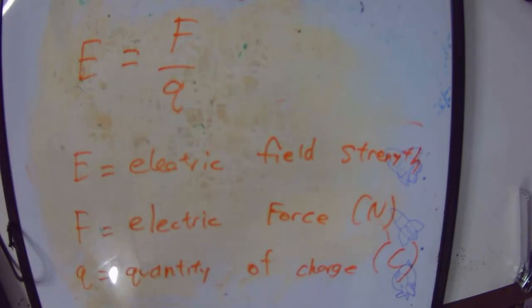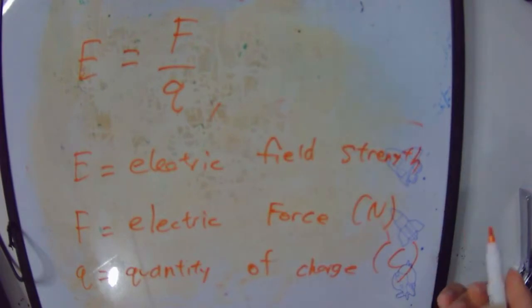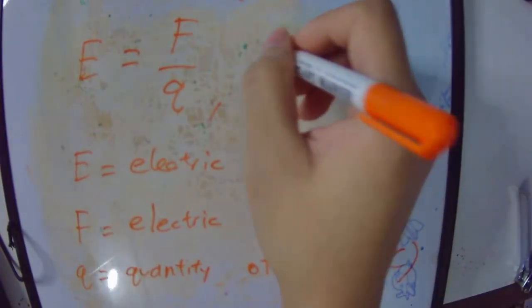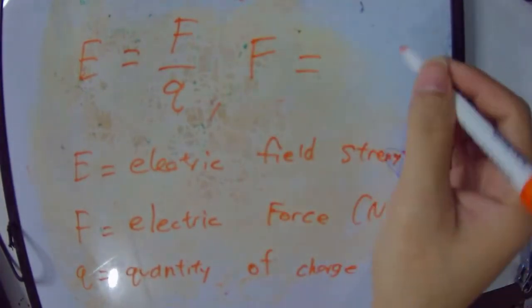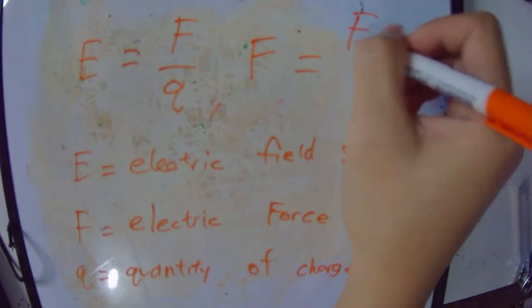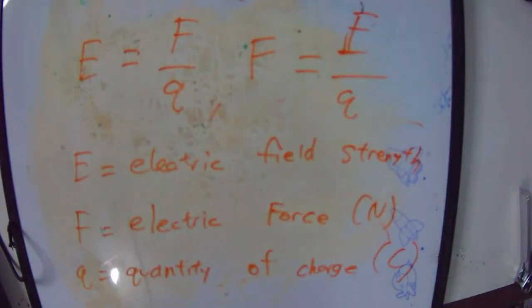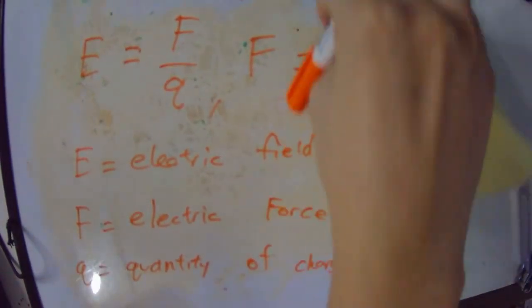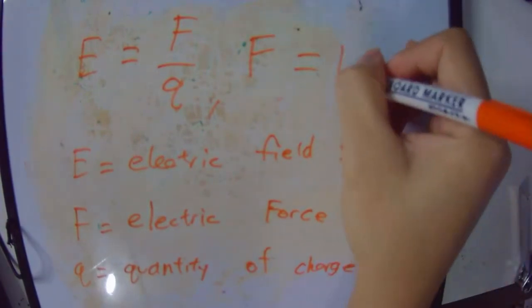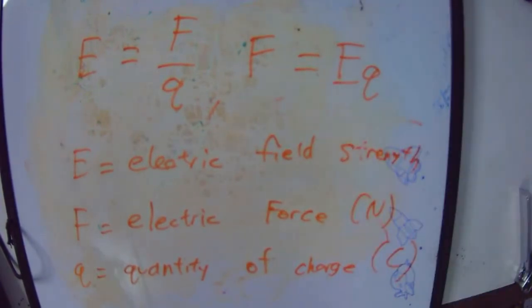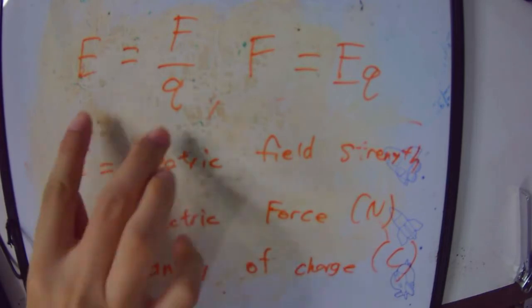We can also rearrange it. We can rearrange it to say F equals E over Q. Sorry, that's wrong. How could I make such a mistake? Bad teacher. All right, sorry. F equals E Q. So those are two different ways of expressing the equation. So let's look at the first one.